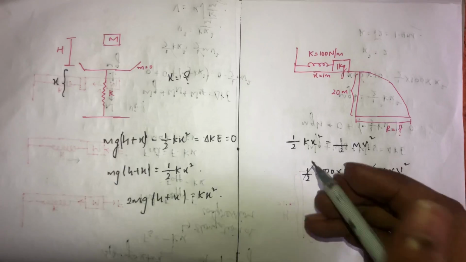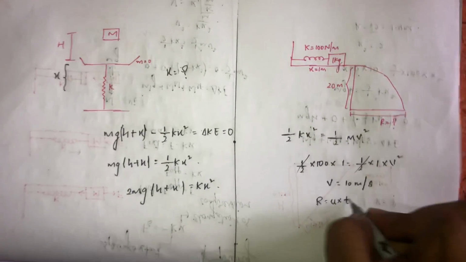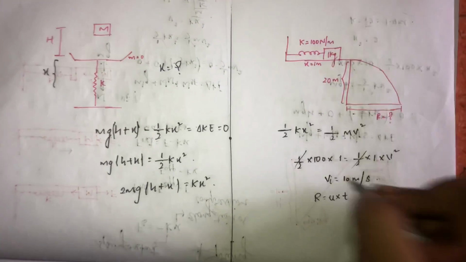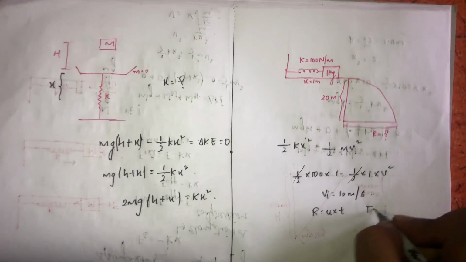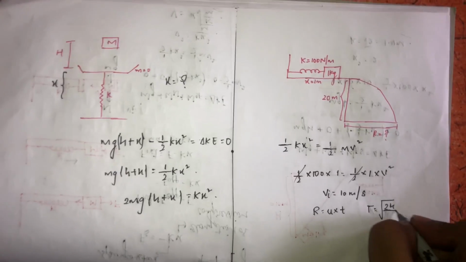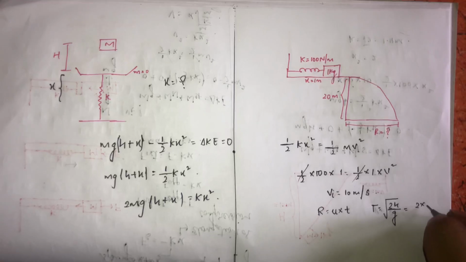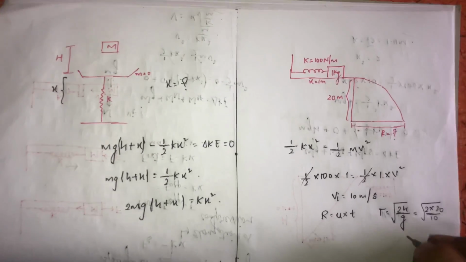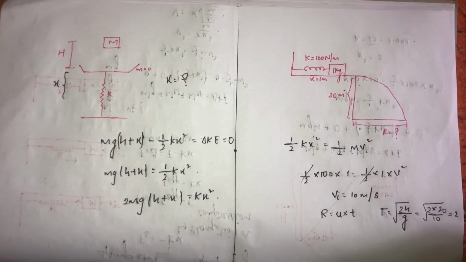Then in order to find the range, what is the formula of the range? R is equal to initial velocity into time period. We know the initial velocity, that is equal to 10 meter per second. Then what will be the time period? In order to find the time period, t is equal to under root 2h by g. We learn these formulas in projectile motion. That is 2 into what is the value of h? 20 by 10 will be equal to, time period will be equal to under root 4, nothing but 2 seconds.